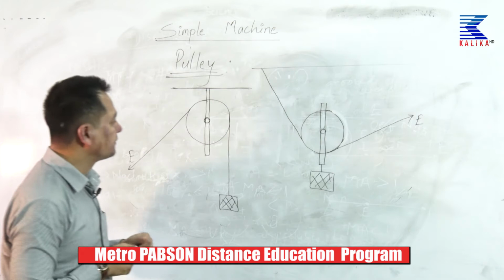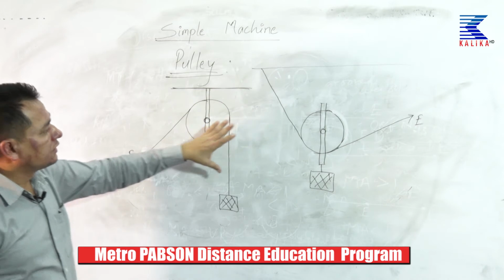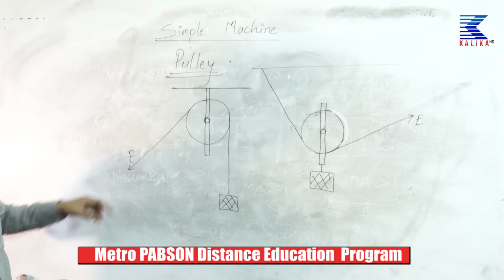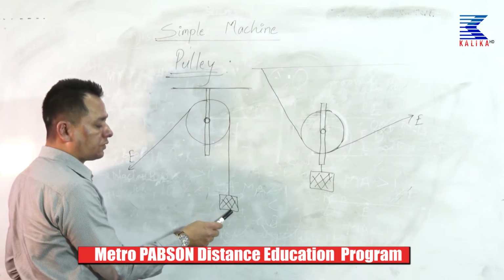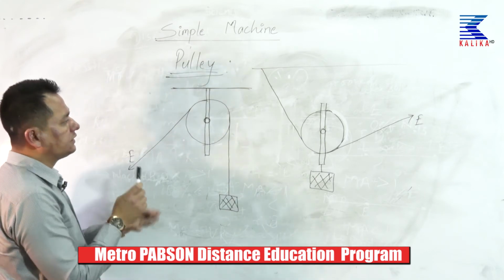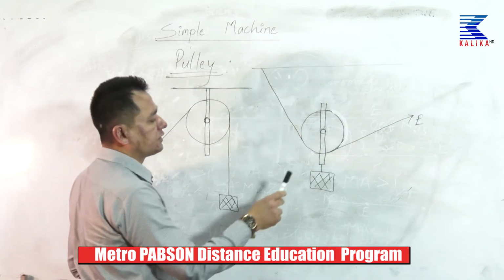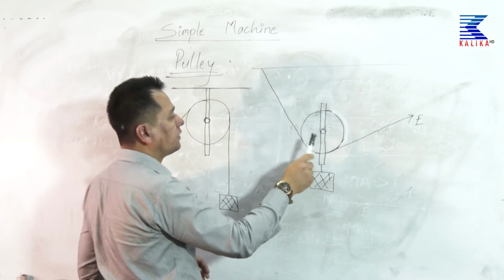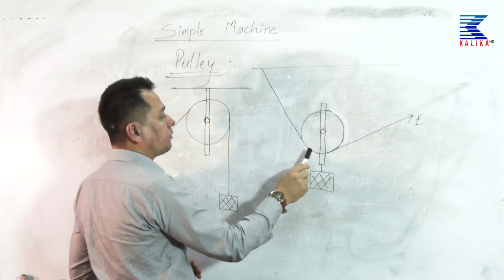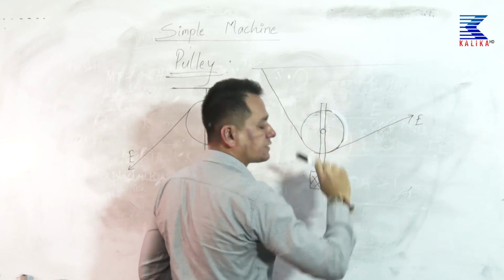Please ignore my drawing. This is fixed single pulley. This is movable single pulley. See the differences. Here, at one end of the rope, load is attached, and at the other end, effort is applied. And here, the pulley is fixed to a horizontal support, whereas in single movable pulley, load is directly attached to the pulley. Here, one end of the rope is fixed, and effort is applied to the other end of the rope.